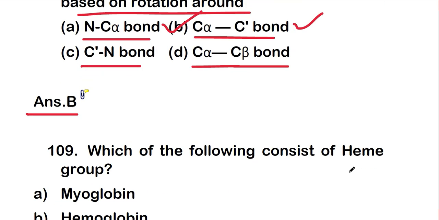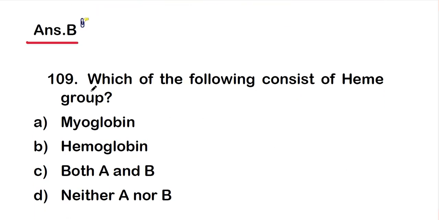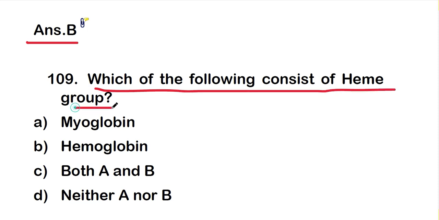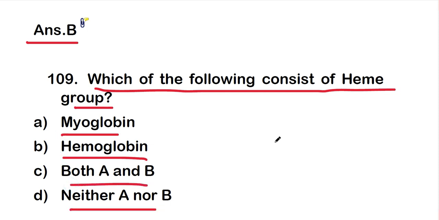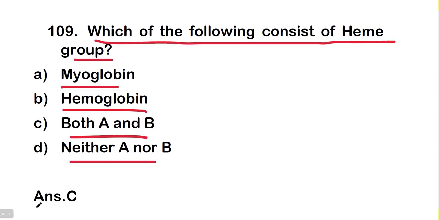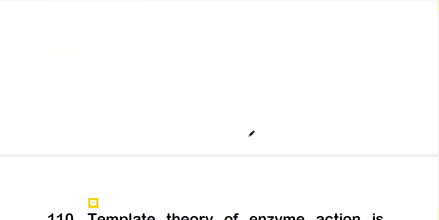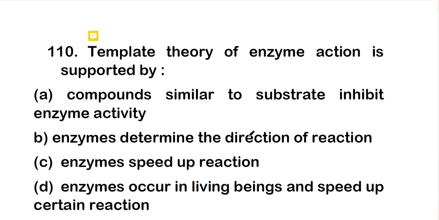So let's move on to the next question, that is 109. Which of the following consists of a heme group? The options are: myoglobin, hemoglobin, both A and B, neither A nor B. And the right answer is option C, that is both A and B is the correct one. So in myoglobin and in hemoglobin, the heme group is present.